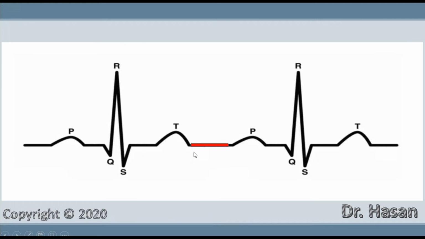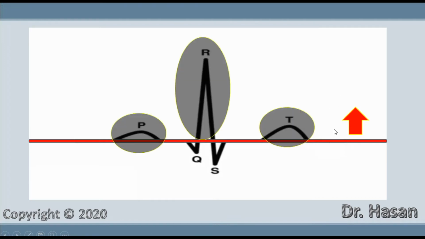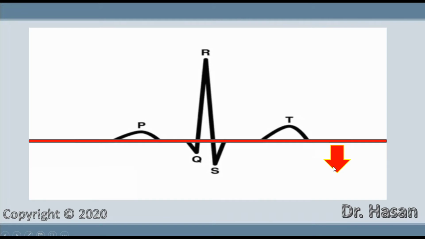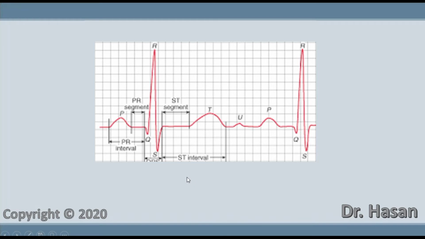All elements that go beyond the isoline are called waves. The waves are positive if they are directed upward from the isoline, and negative if they are directed downward from the isoline. Each wave has its own name. There are 5 main waves: P wave, Q wave, R wave, S wave, and T wave.